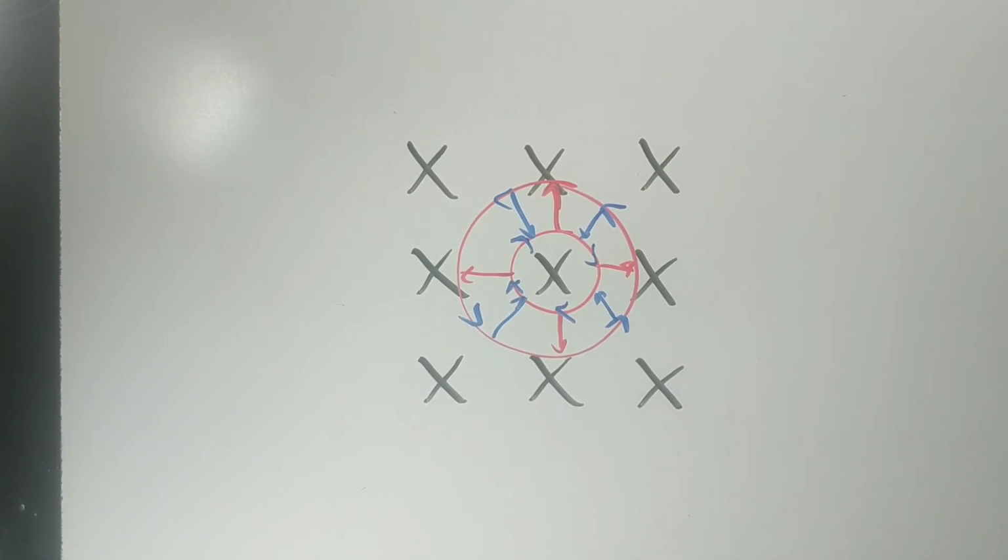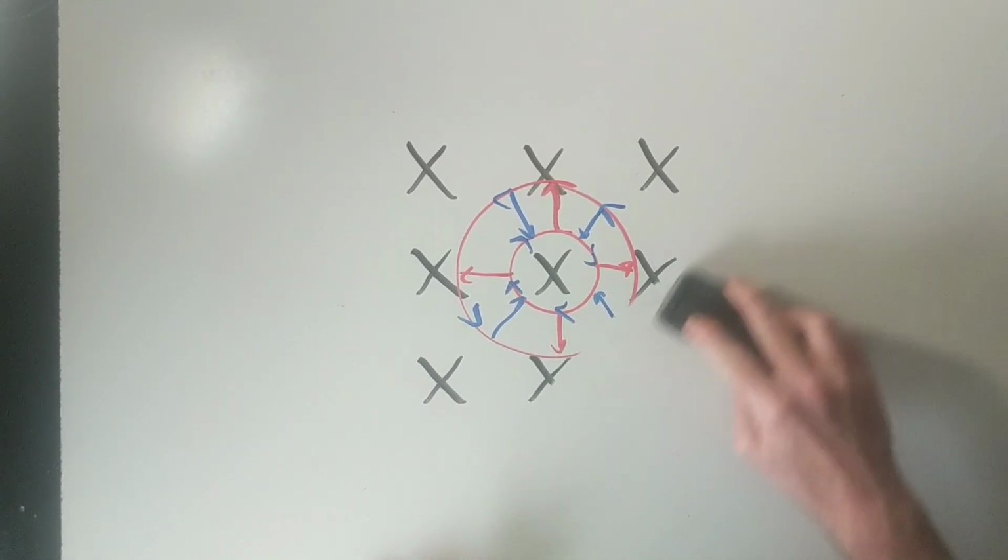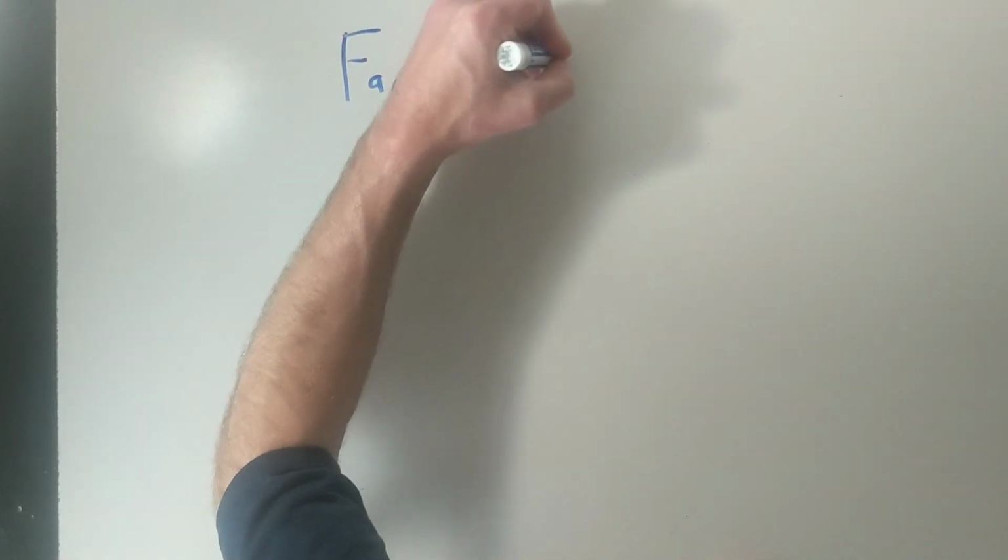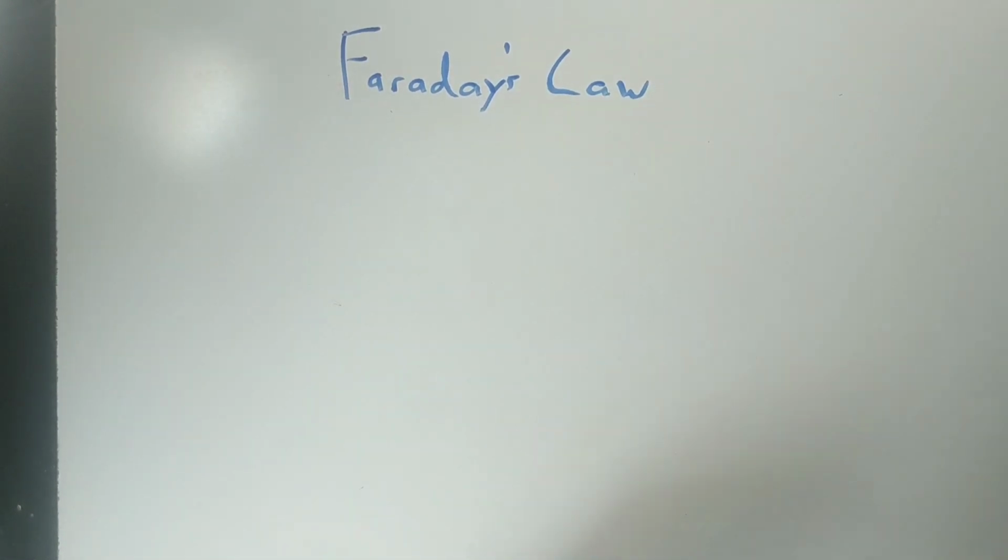And that's our third right-hand rule. The first two are about what happens with magnetic fields and the forces and the magnetic fields that are generated by current. This one is what happens when you have the electricity coming from magnetic fields. And this comes from a law called Faraday's law. And Faraday's law says this.